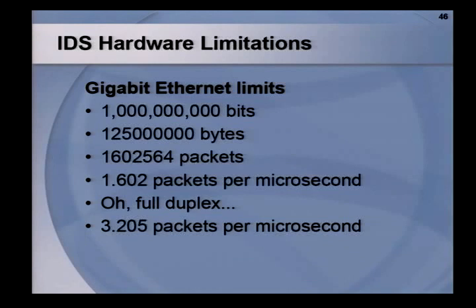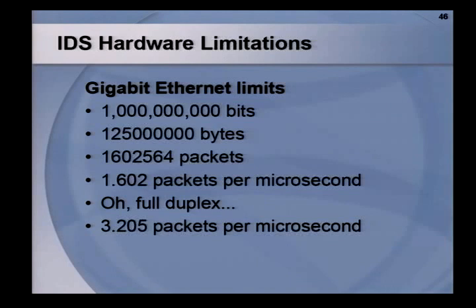A gigabit is a whole lot of bytes, a whole lot of megabytes, a whole lot of packets. And when it comes down to it, if you have an IPS product and it's supposed to pass packets, you have to pass 1.6 packets per microsecond to keep up with a gigabit per second of traffic. Oh, and by the way, anybody deploying gigabit is not going to deploy gigabit in one way. They're going to do full duplex gigabit.